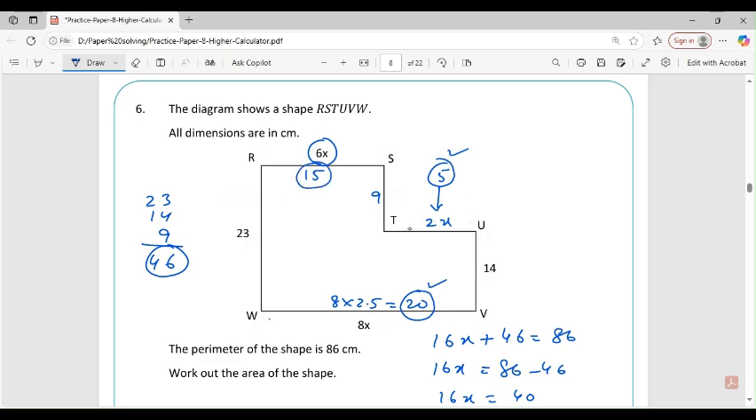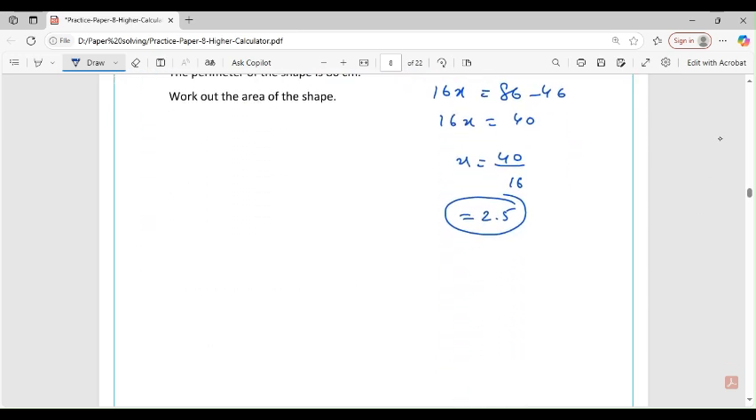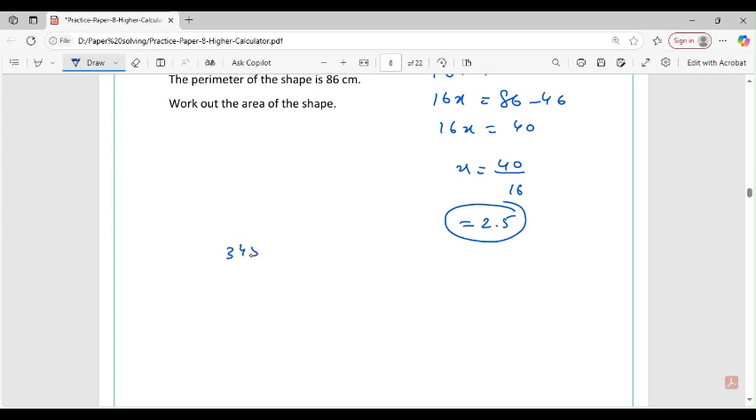Now we need to find the area of this whole shape. So we divide this whole thing into two parts. This part is going to be 15 times 23, and this part is going to be 5 times 14. So 15 times 23 should give you 345, and 14 times 5 should give you 70. So when these two values are added together, you will find the area of the whole shape. Once we add 345 plus 70, it should give you 415 square centimeters. This is going to be the final answer.